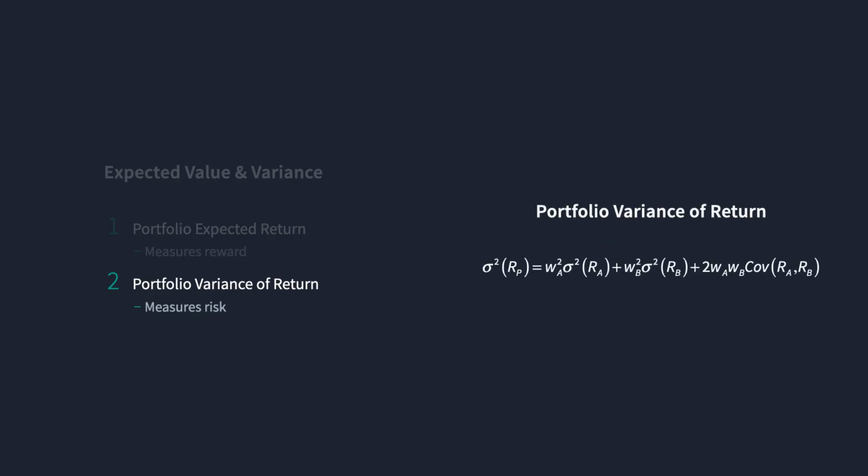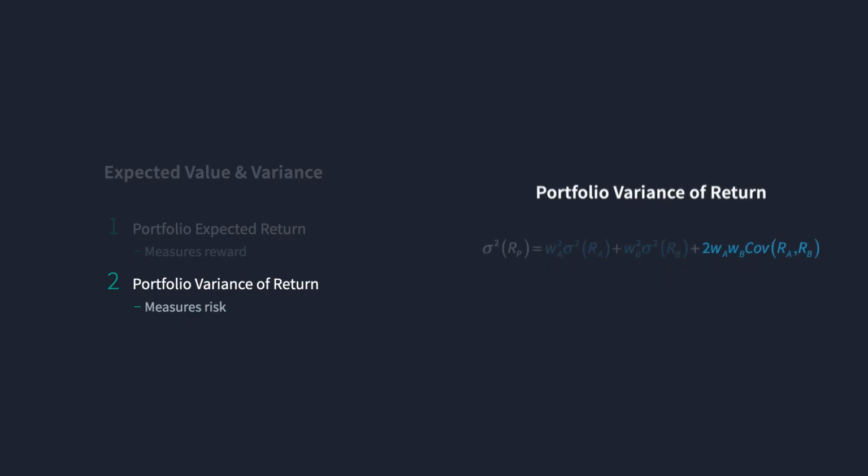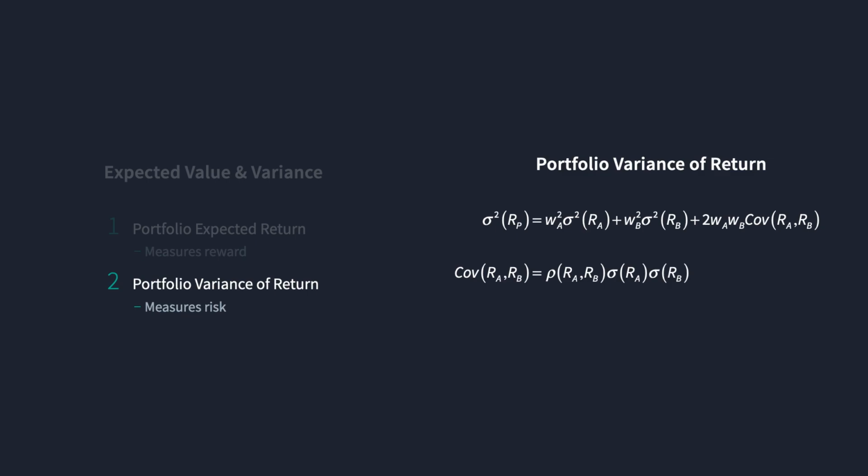The variance of a two-asset portfolio is calculated like this. Notice there are three terms. The first two terms incorporate the variances of the two assets, and the last term accounts for the covariance. We can write the covariance as the correlation times the two standard deviations. This means the correlation equals the covariance divided by the product of the two standard deviations.